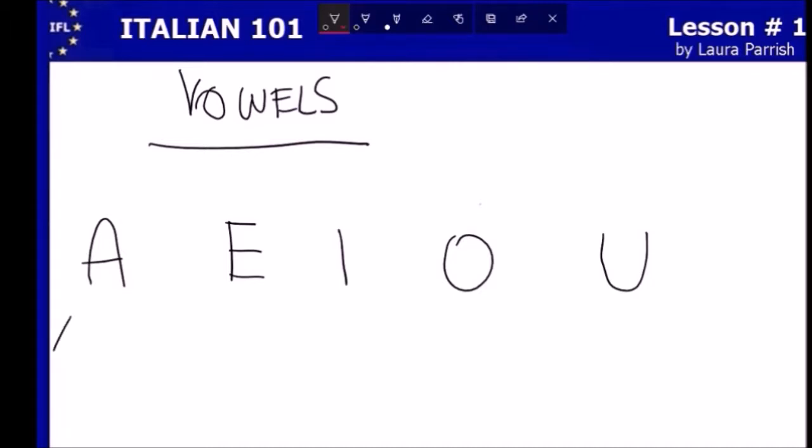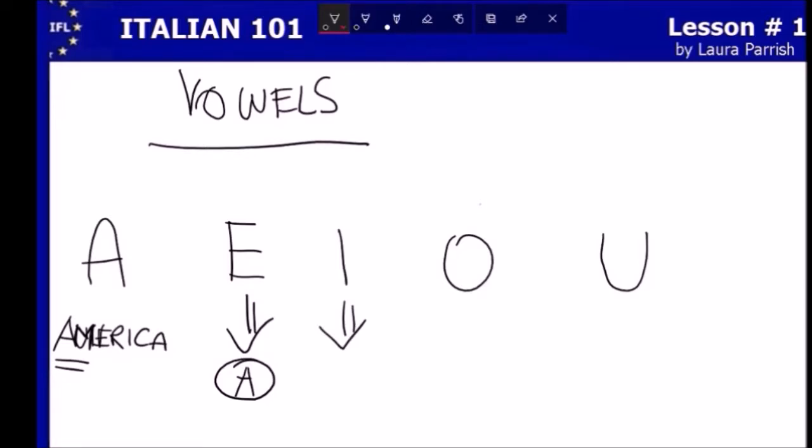Like I already said in the orientation, this one you pronounce like in the word America. So it's very open. In Italian, this vowel is A. It's not E, it's A, very open. This one you pronounce like in English you usually pronounce this letter, E.